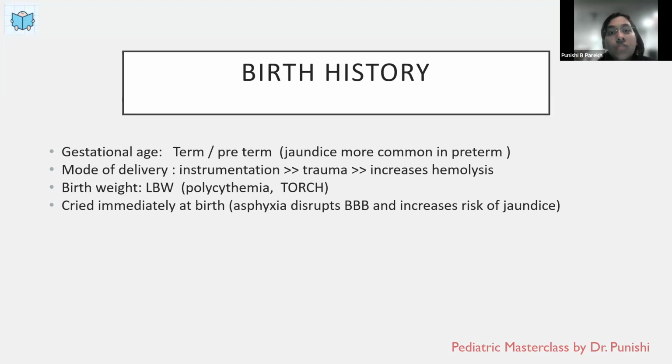Number two, if you're suspecting a TORCH infection, TORCH infection can also lead to jaundice and low birth weight. So these are the two differentials that you need to keep in mind when you are dealing with a baby who's low birth weight and also has jaundice. Last but not the least, whether the baby cried immediately at birth. Birth asphyxia disrupts the blood-brain barrier, increases the chances of free bilirubin crossing the barrier and affecting the brain. And that's why if the child has not cried at birth, again, there's an increased risk of jaundice.